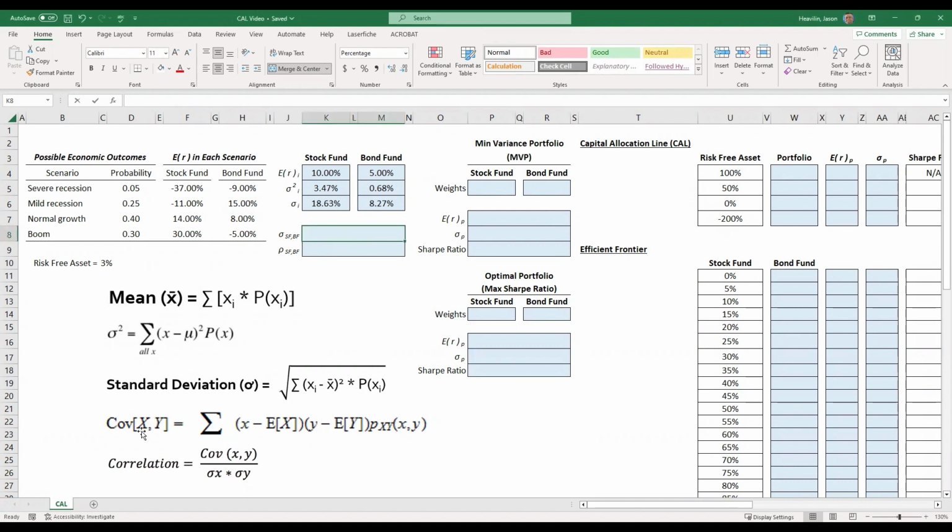So for covariance, we're going to follow this formula. It's going to be a little similar to the variance formula, but instead of squaring, we're going to multiply between the differences of stock fund and bond fund, or the deviations. And then we're going to use the probability, multiply by that as well. And then we're going to add them together at the end. So we start with the equal sign, and here it's asking you for x minus the expected x.